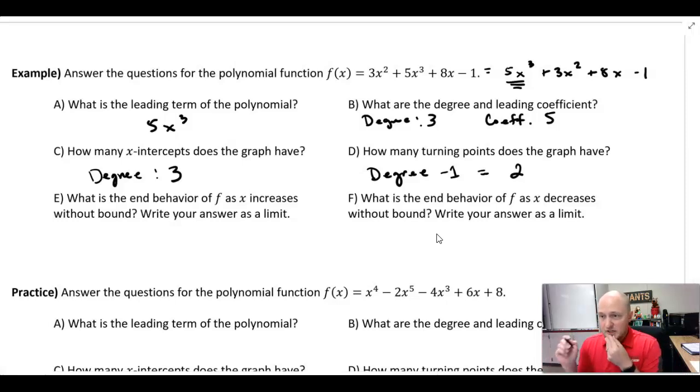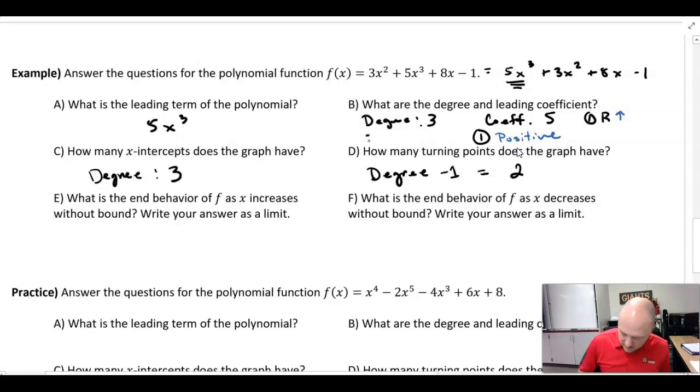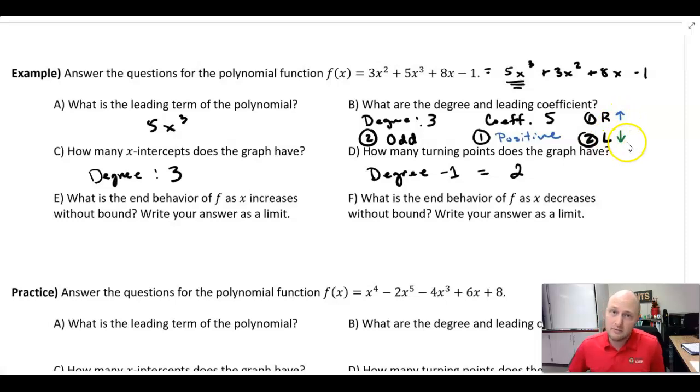End behavior, the most practical application of this. Here's what you're going to do. You're going to look at the leading coefficient, and the first thing you answer is, is it positive or is it negative? Looking at this, 5, that is positive. So what does that mean? Well, that means that my right side is going to go up. Right side will go up if it's positive. Second, what do I check next? Is it even or is it odd? And here, this is odd. What does that mean? Well, if it's odd, the left side is going to do the opposite. So instead of going up, the left side will go down. So this is your end behavior: right side's going up, left side's going down. Very simple. We just now need to translate that into mathematics using limit notation.